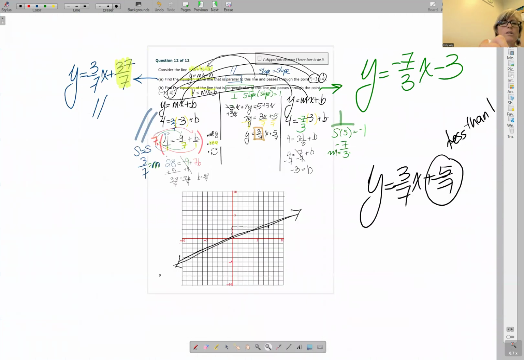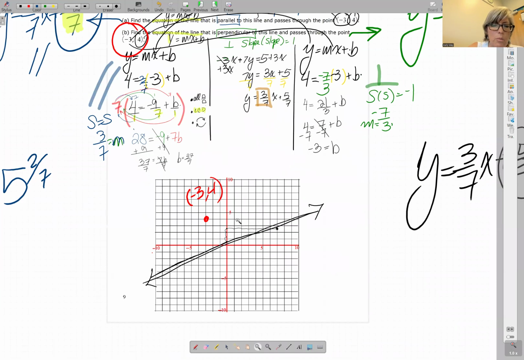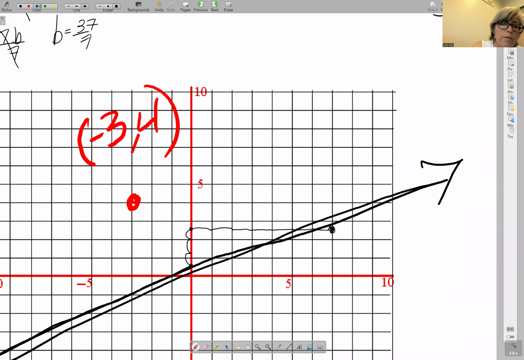Let's do our parallel line going through our point. Our point is -3, comma, +4. 1, 2, -3, comma, 4. And this parallel line, 7 goes into 37 approximately 5 times with 2 left over. So we start at 5 2/7. And it's going to look really weird to you. 5 2/7, just a little past the 5 here.